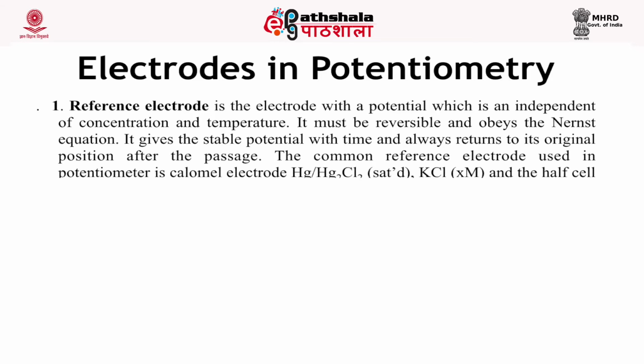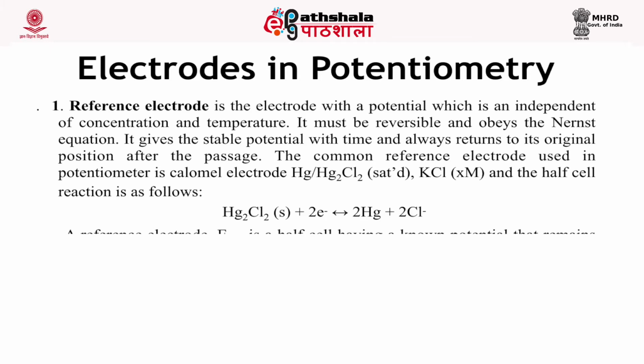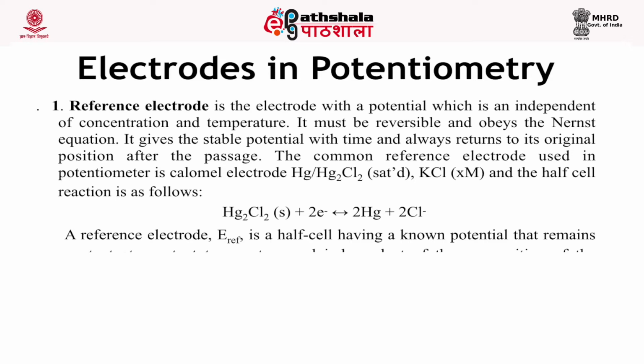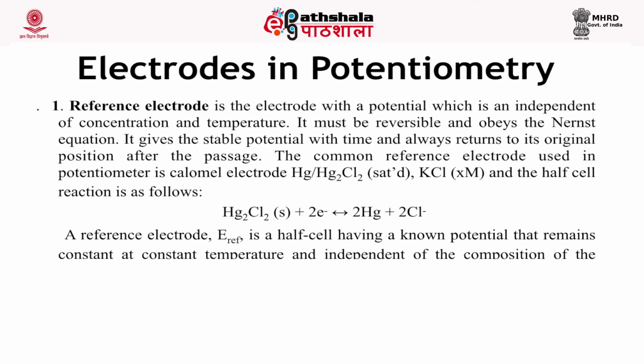The common reference electrode used in potentiometry is the calomel electrode, a mixture of mercury, Hg2Cl2 and saturated KCl, and the half reaction can be shown as mercurous chloride plus 2 electrons forms 2 mercury plus 2 chloride in a reversible reaction. A reference electrode, E reference, is a half cell having a known potential that remains constant at constant temperature and independent of the composition of the analyte solution.